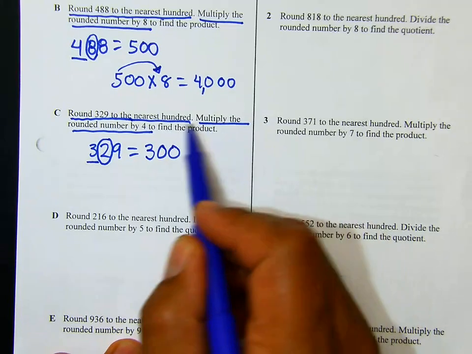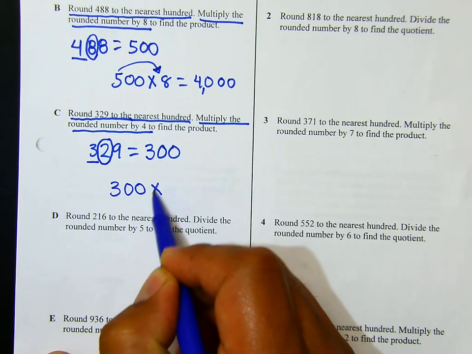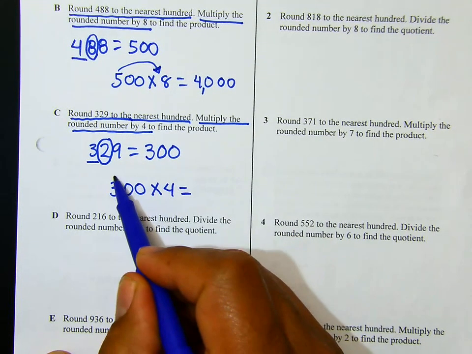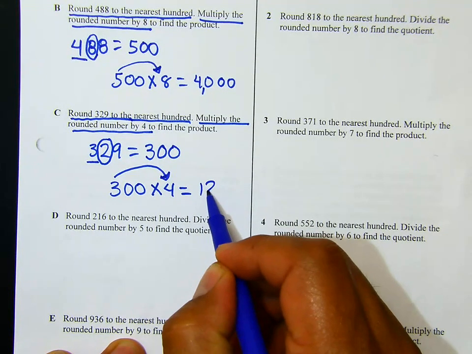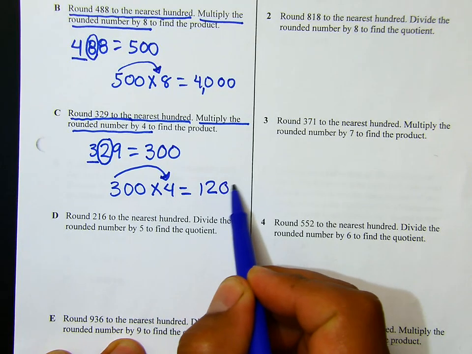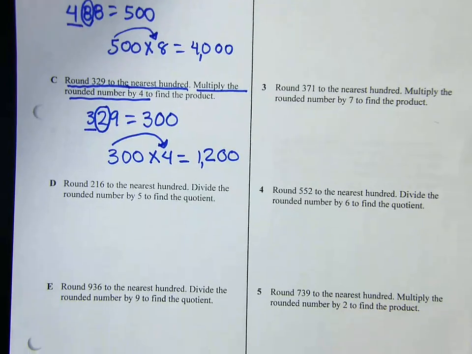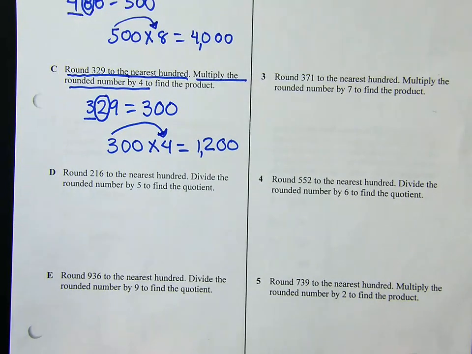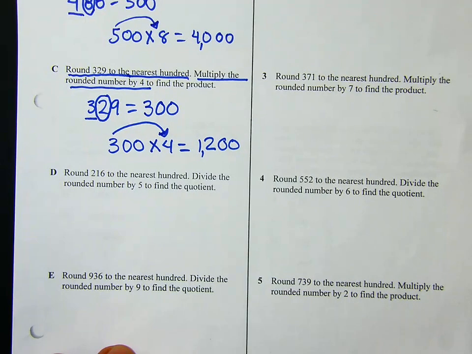Now I have to multiply times 4. So I'm going to use the trailing zeros method. So I go 3 times 4. 3 times 4 is 12. And then I have two trailing zeros that I need to bring over. So it'll be 1,200. Now D, round 216 to the nearest hundred. Divide the rounded number by 5 to find a quotient.